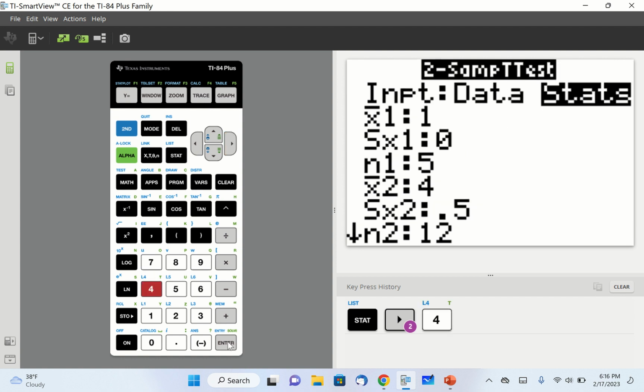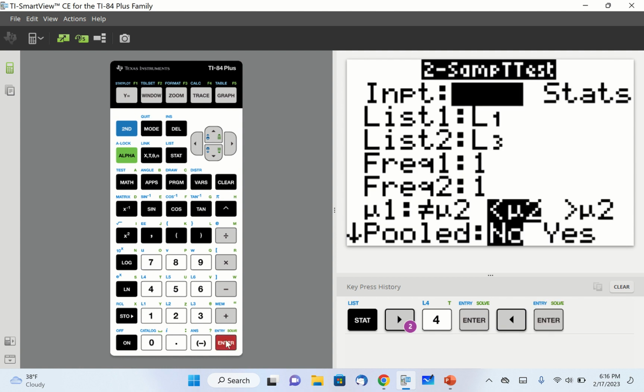So hit 4, enter. And if the data is given for the problem, you would highlight data, hit enter. And this is what the screen looks like to enter the information. So you will enter the name of the lists where the data is stored. L1 for maybe sample 1, L3 maybe for sample 2, and frequencies we'll leave at 1 if it's not given, which means that it's a singly listed data. If the frequencies are given, you would enter the frequencies in lists also and populate the names here.